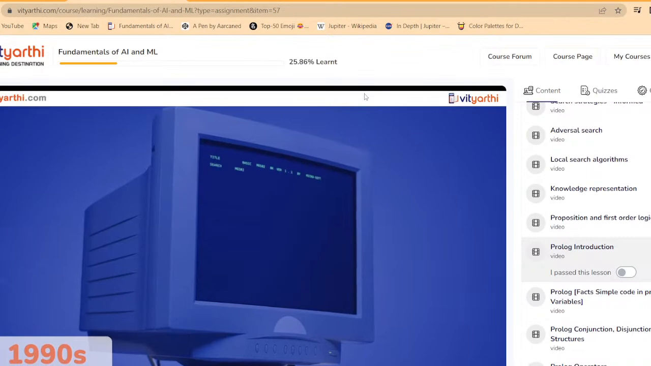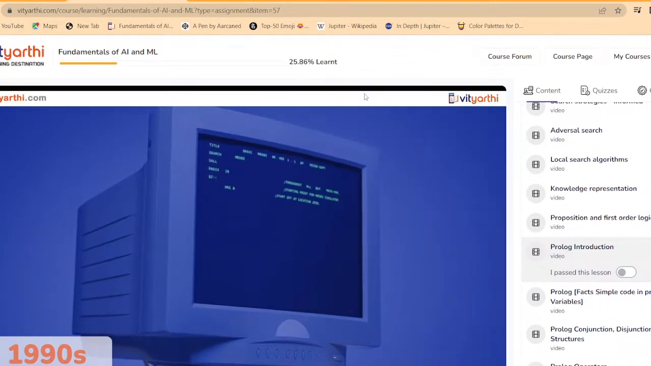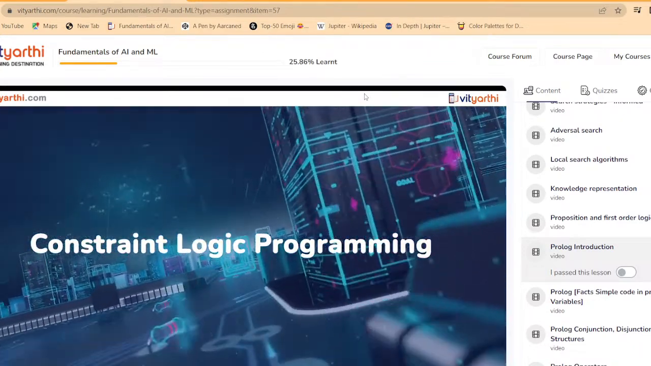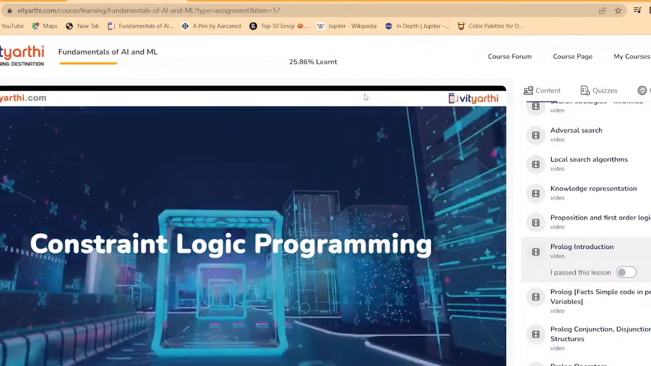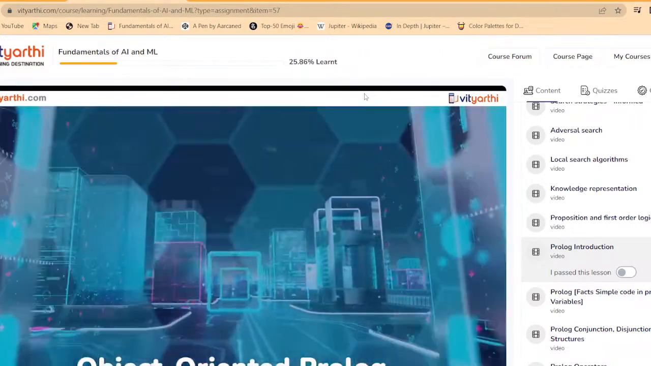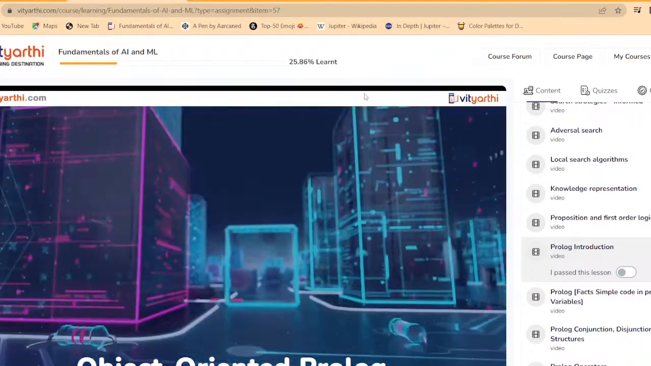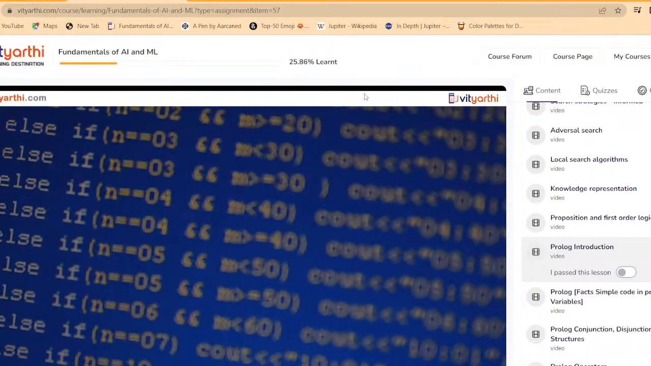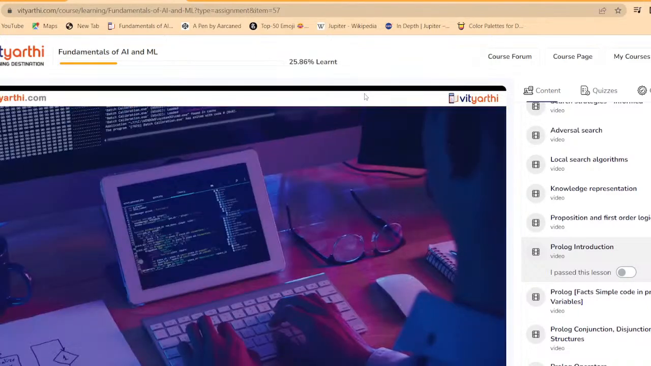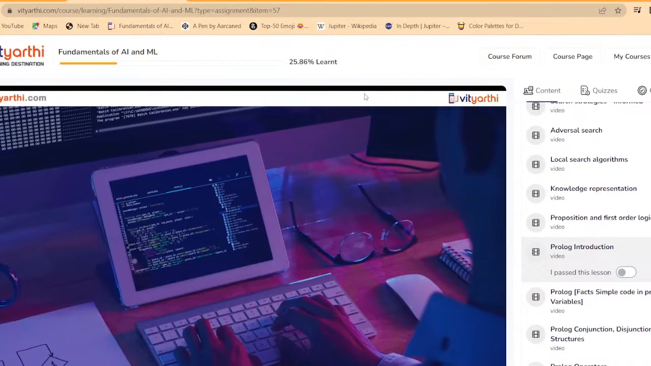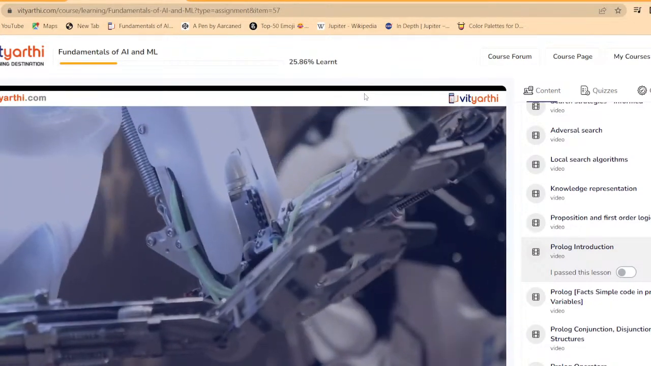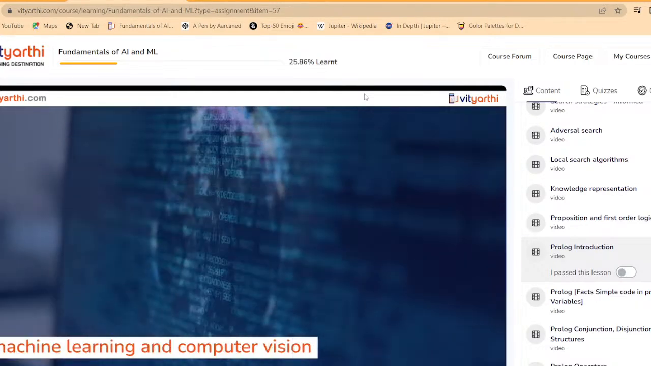In the 1990s, the Prolog community began to develop new extensions to the language, including constraint logic programming, which allowed the specification of complex constraints on variables, and object-oriented Prolog, which added support for object-oriented programming. Today, Prolog is still widely used in research and development in artificial intelligence and expert systems, as well as in applications such as natural language processing, database programming, and robotics. Its use has also expanded to new areas such as machine learning and computer vision.